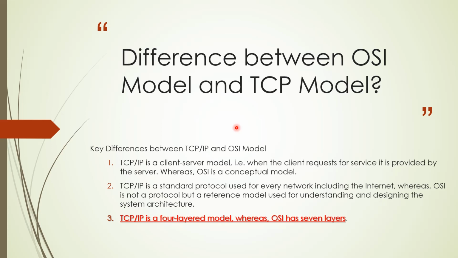The other difference is that the OSI model contains 7 layers, but the TCP/IP model only contains 4 layers. And the TCP/IP model is a standard protocol which was used for networks including the internet. Alright, so the TCP/IP model can be used for any type of communication including the internet. But the OSI model is not a protocol, it is a theoretical model which can be used as a reference model, and it is used for understanding and designing system architecture. So this was the difference between the OSI model and the TCP/IP model.